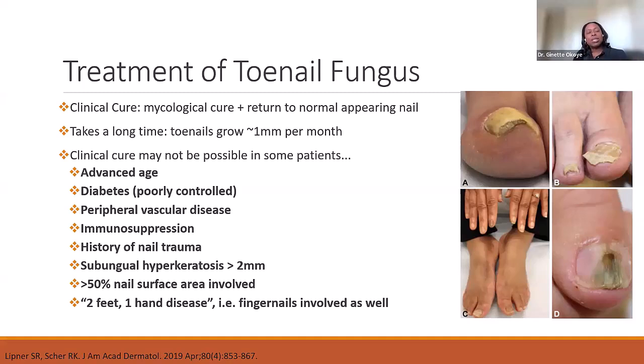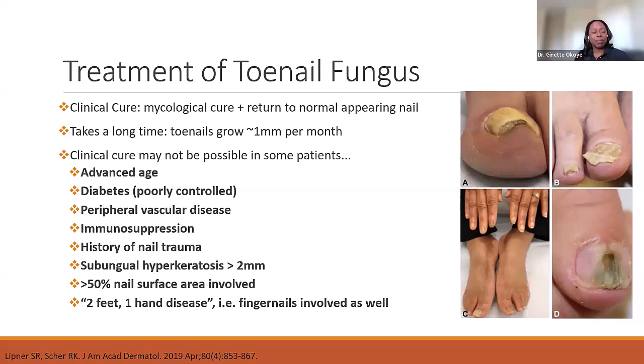And these are the risk factors listed here for people who may not get a cure. An important one is anything that disrupts the blood supply distally in that area. So poorly controlled diabetes, peripheral vascular disease, immunosuppression, any history of nail trauma. So if they're a runner, for example, and they're constantly traumatizing the nail in their shoes, it just means that that nail is always sort of open and ready for fungus to enter it.